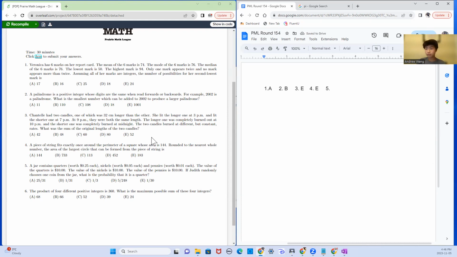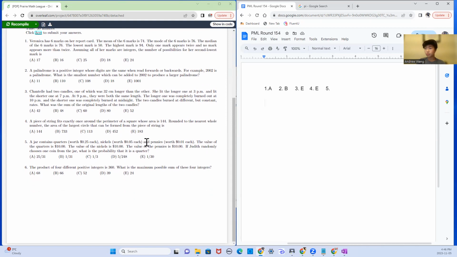So question 5, a jar contains quarters worth 25 cents each, nickels worth 5 cents each, and pennies worth 1 cent each. The value of the quarters is $10. The value of the nickels is $10. The value of the pennies is $10. If Judith randomly chooses one coin from the jar, what is the probability that it is a quarter?